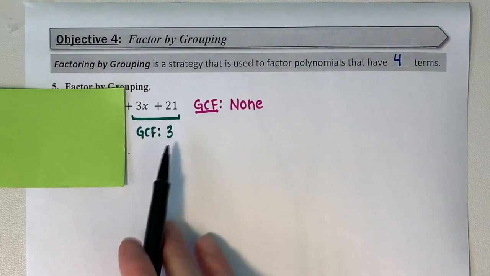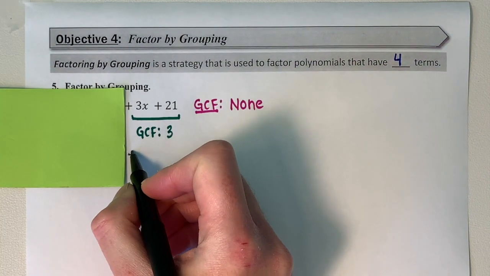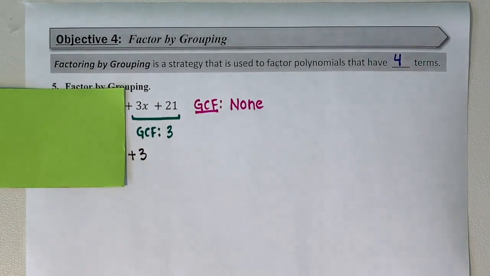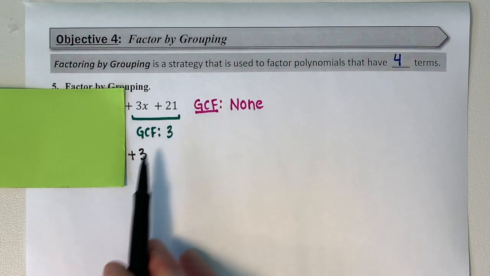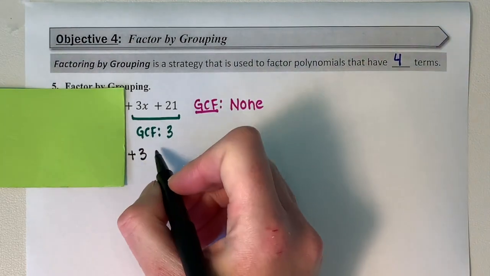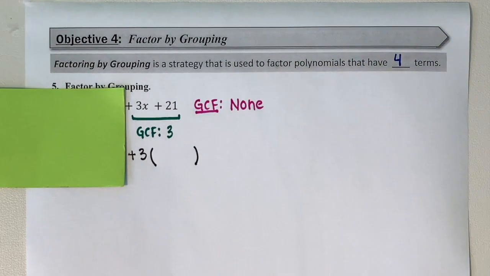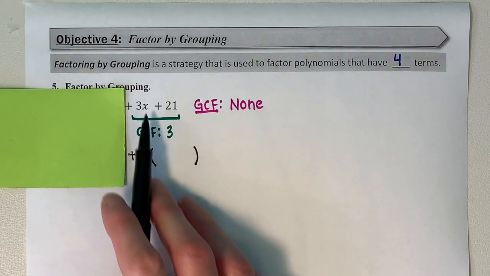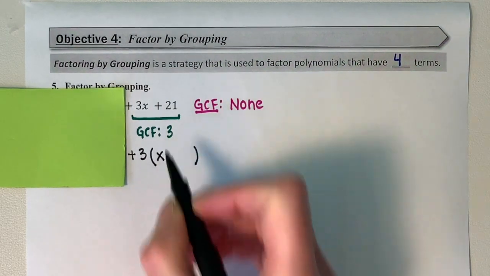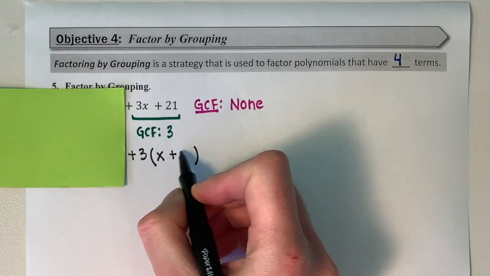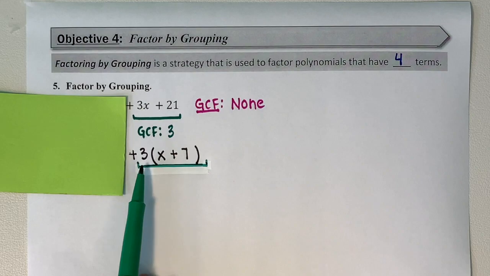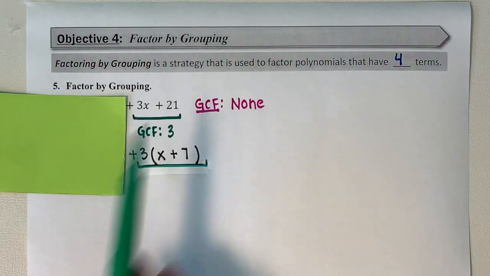So our GCF is a 3, and I'm going to write plus 3 to connect this answer to our previous answer. If the GCF here was a negative 3, then I would write minus 3. Then we'll draw our parentheses. And let's imagine if we were to distribute, 3 times x would give us 3x, and 3 times a positive 7 would give us our positive 21. So we've successfully factored out the GCF of these two terms.